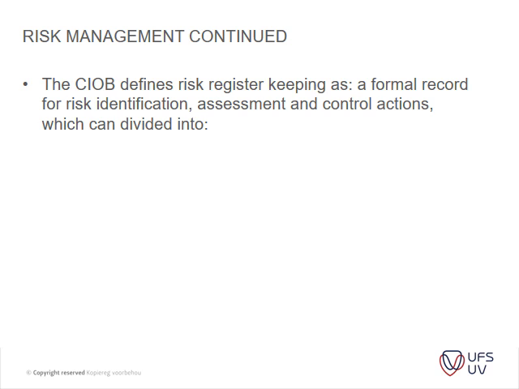Okay, then the CIDB defines risk register keeping as a formal record of risk identification, assessment, and control actions, which can be divided into generic risks. The generic risks represent risks which are irrespective of project type or nature. This is the stuff that you will always have on a construction site.